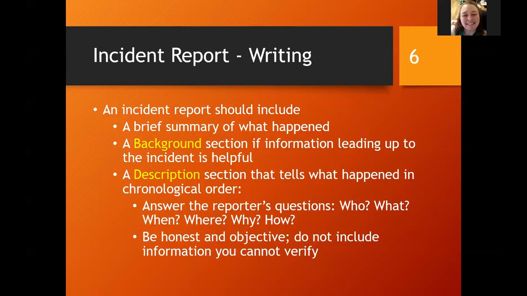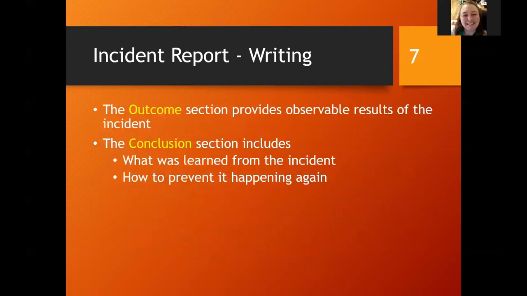You're going to be honest and objective. Remember, this is not personal; you don't want to put feelings in this. This is just the facts. So you don't want to include any information that you're not going to be able to verify. You need to add a section called outcome, which is what the observable results were. Then finally, you have a conclusion, which is what you've learned from the incident or the situation and what steps or measures can be taken to prevent this from happening again.